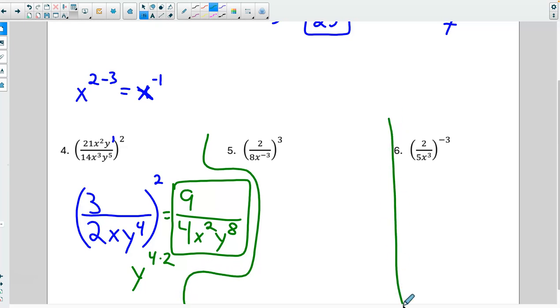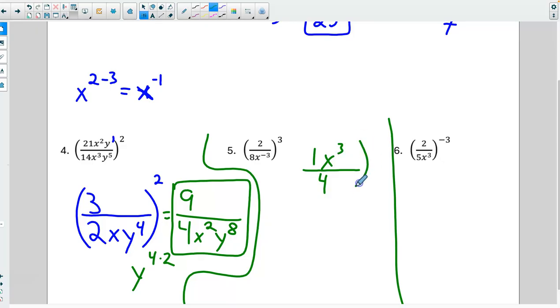If we take a look at 5, I'm going to reduce right away. 2 divided by 8. What is that going to become? 1/4. Now, let's think about this. So I got 1/4. x to the negative 3, I'm going to tackle that right away. Where's it going? To the top, so it becomes positive 3. If you're moving it, it has to change the sign.